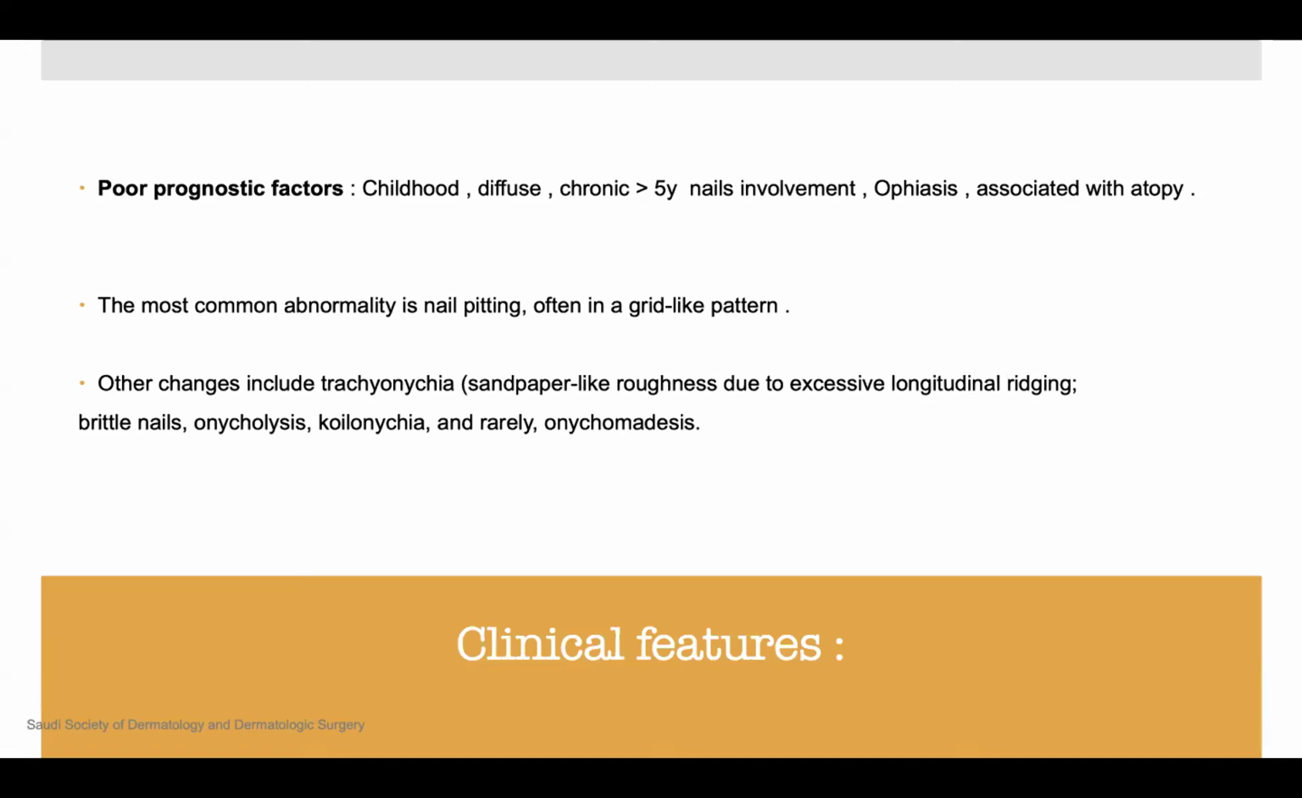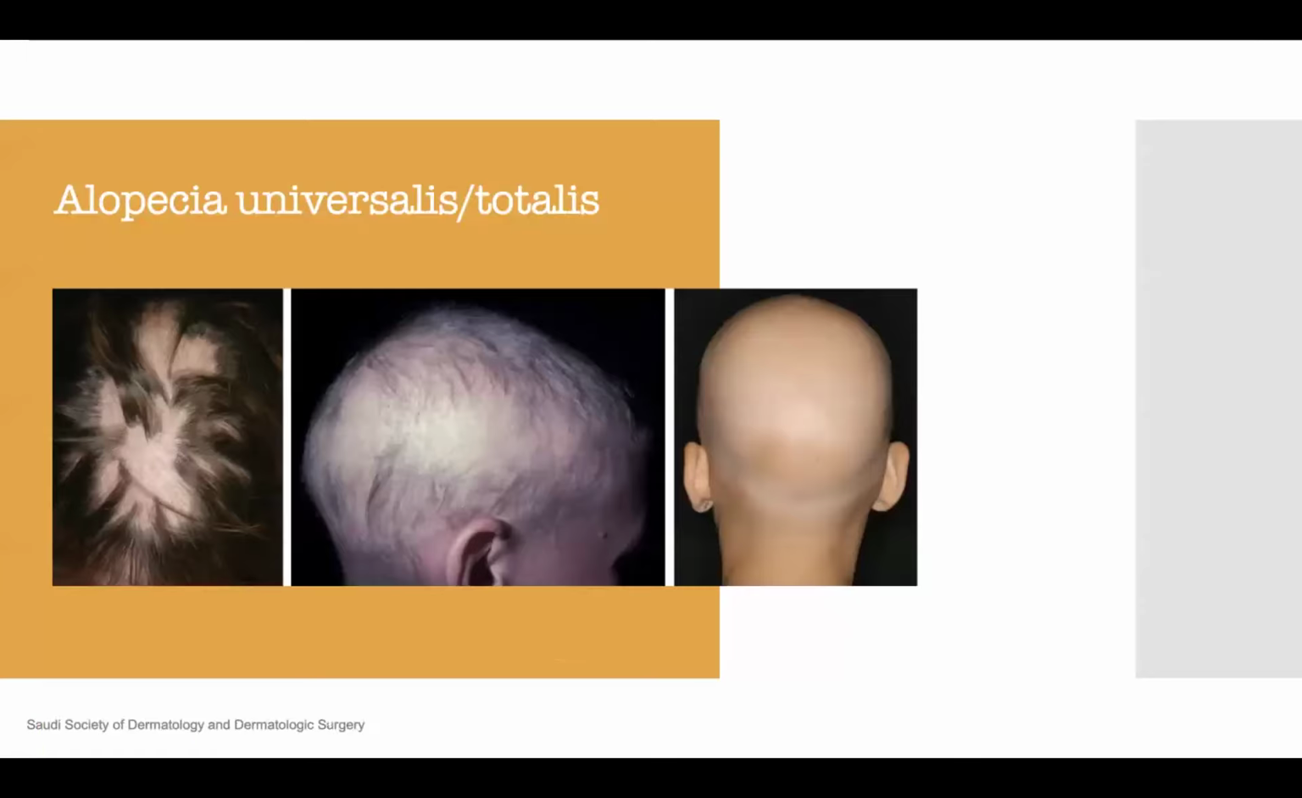The most common nail abnormality is nail pitting, and we will discuss it in the nail disorders section. Other changes that we can find: trachyonychia, onycholysis, brittle nails, koilonychia, and rarely onychomadesis. But the most common is nail pitting.